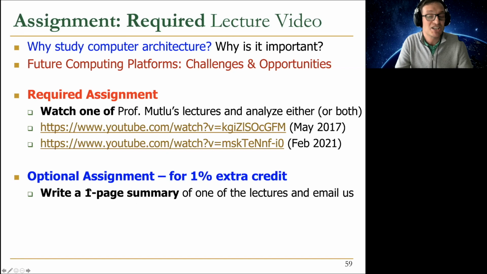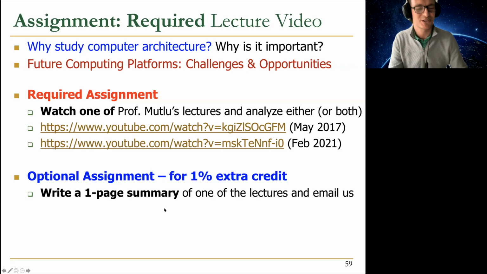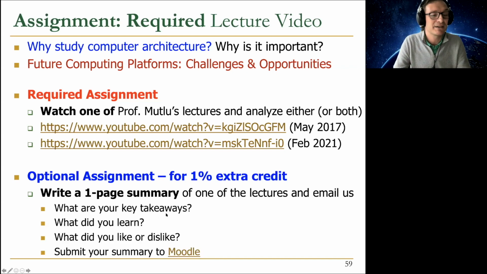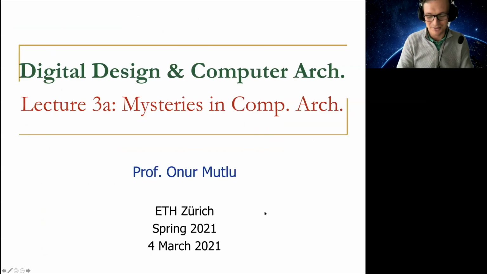And I would suggest, if you write a one-page summary of one of the two lectures, you can do both also if you want, you can get 1% extra credit. So basically, if you do everything perfectly in this course, you're going to get 100%. If you do this optional assignment, you're going to get 101%. So that's the bonus credit, basically. And I'd like to hear what are your key takeaways? What did you learn? What did you like or dislike? And please submit your summary to Moodle. And frankly, in my opinion, I would recommend watching the February 2021 version because you'll learn more about it. The 2017 version is an easier version of it, let's say.